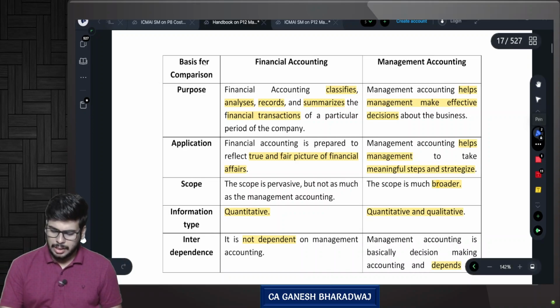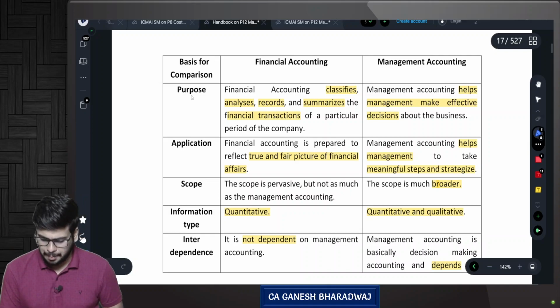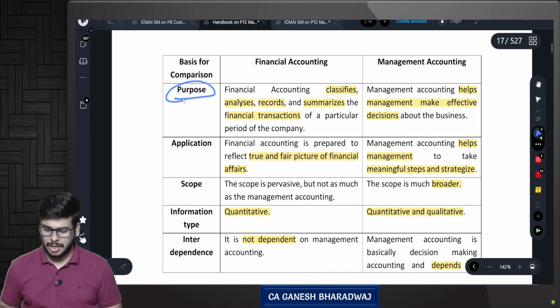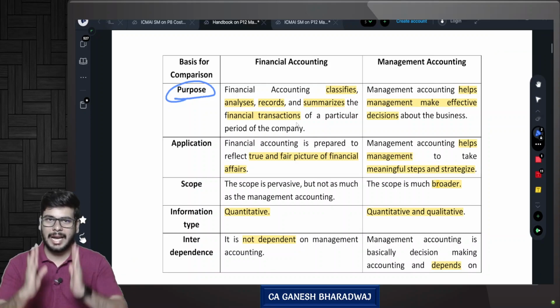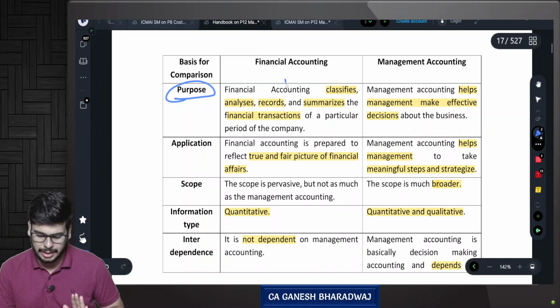First, the basis for comparison. Purpose. Why do you have financial accounting? It classifies, analyzes, records, and summarizes the financial transactions of a company, basically to present the financial statements and give them to the external users. Broadly, this is the purpose.